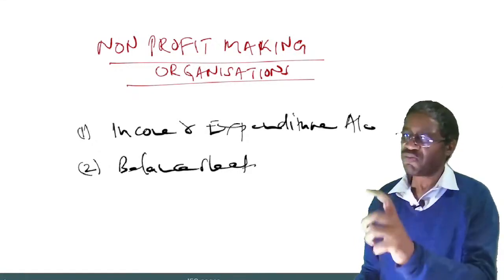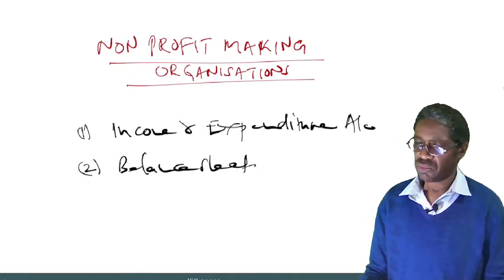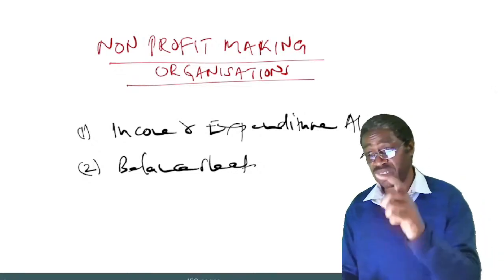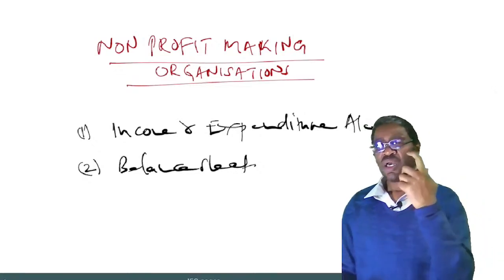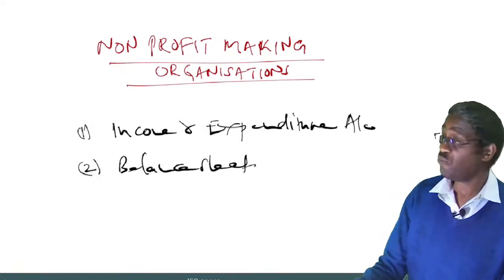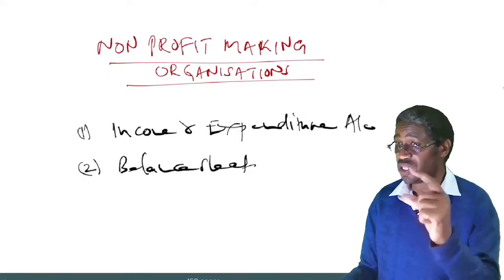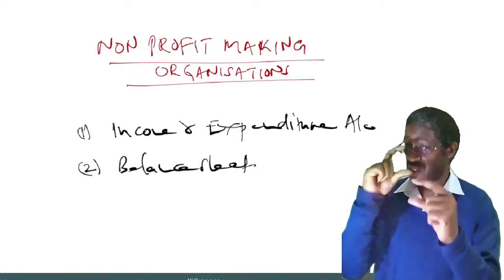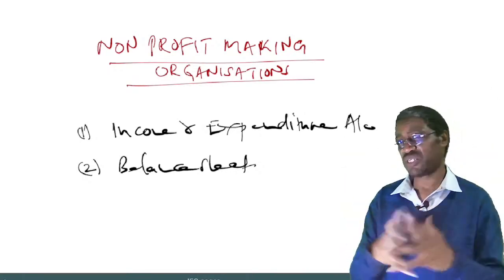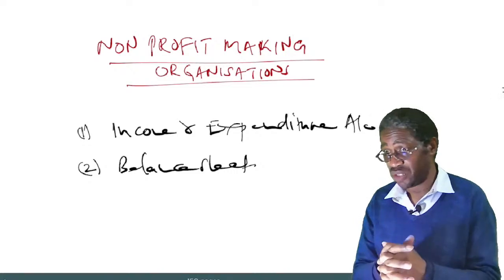For non-profit making organizations, they don't have capital. Instead, for their capital, they call it accumulated fund. I told you their profit is called what? Surplus. Their loss is called what? Deficit, in the income statement or in the statement of income and expenditure.